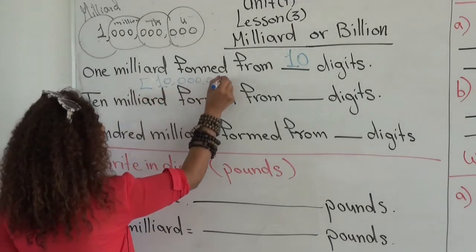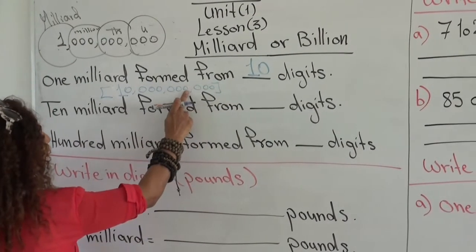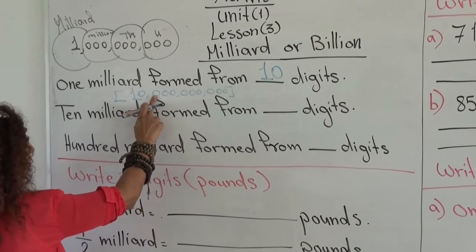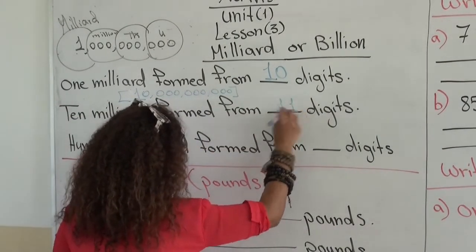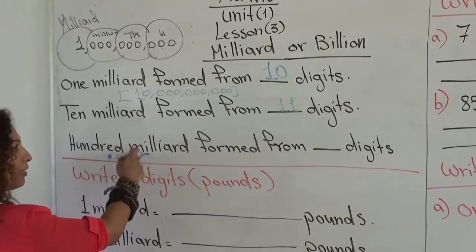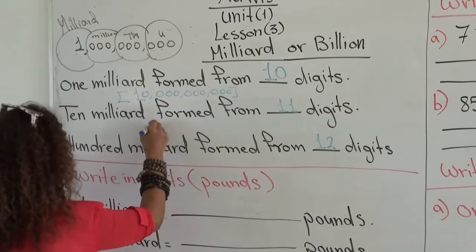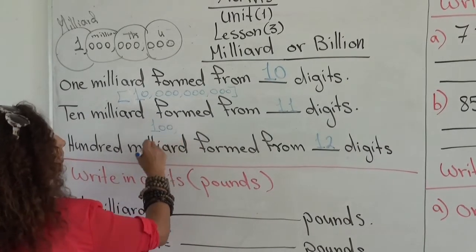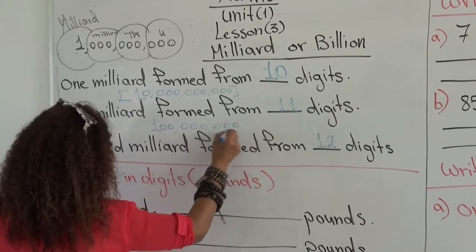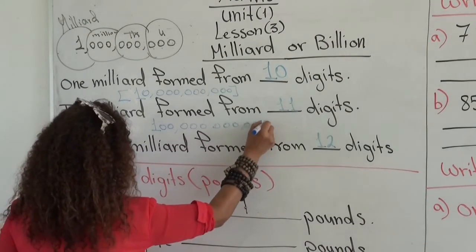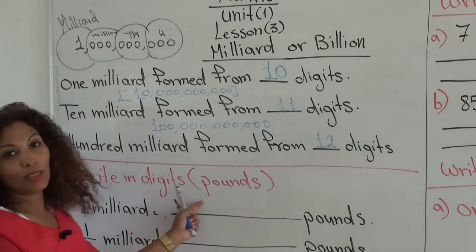Million, thousand, and units. So 1, 2, 3, 4, 5, 6, 7, 8, 9, 10, 11. It's formed from 11 digits. And the 100 milliard is formed from 12 digits. Okay, this is the 100 milliard. So I'm going to write the million, the thousand, and the units. Here I want to write it in digits in pounds.